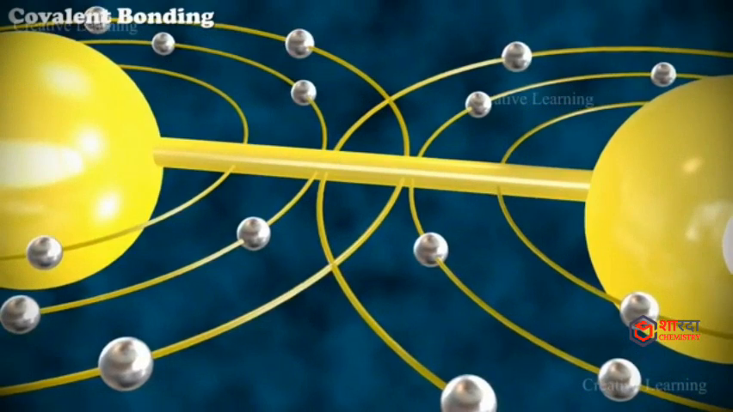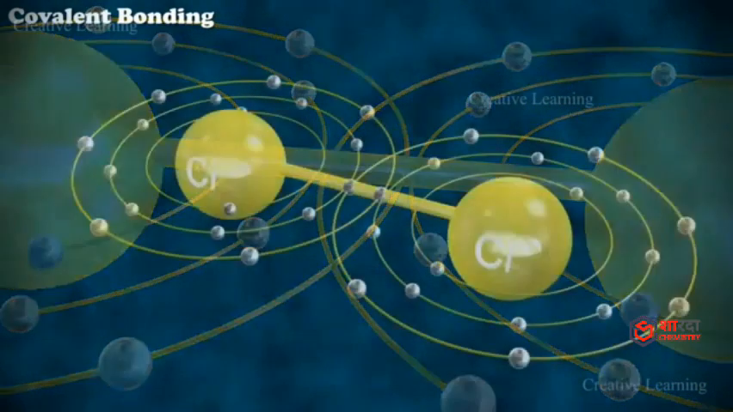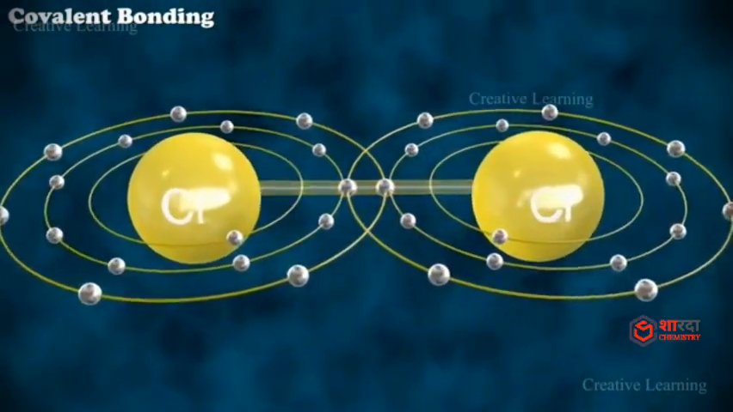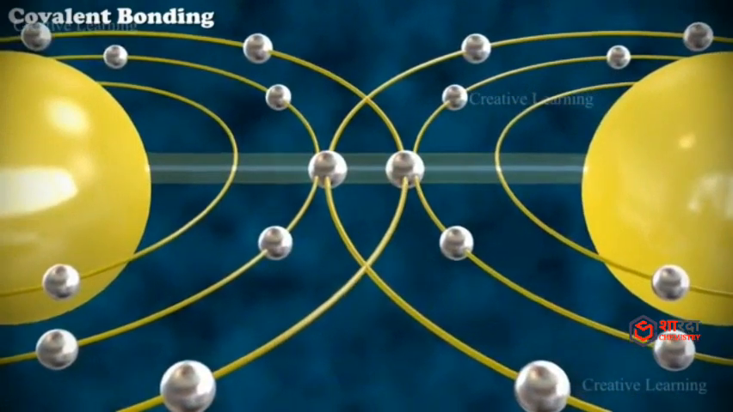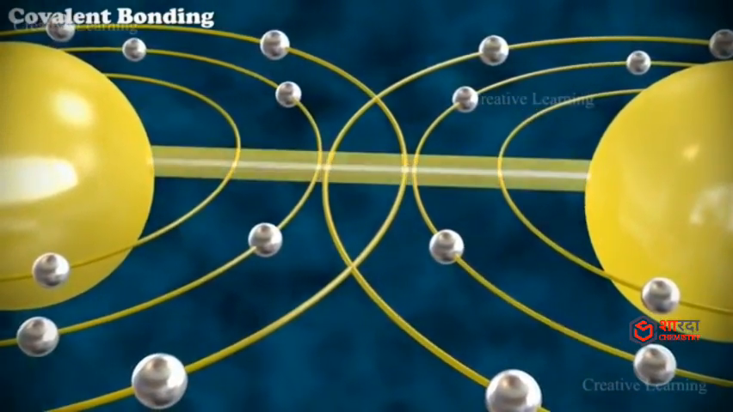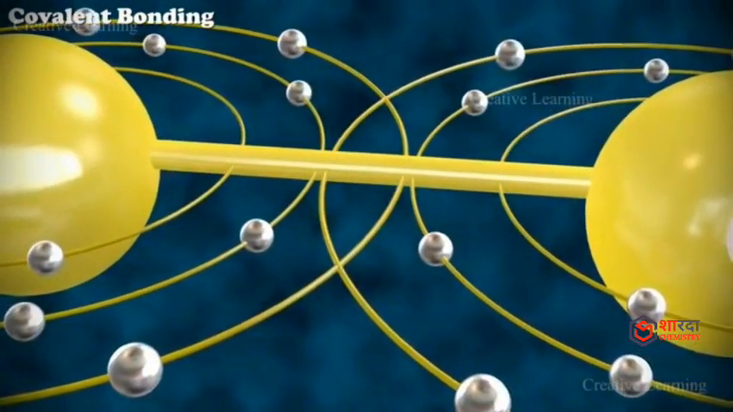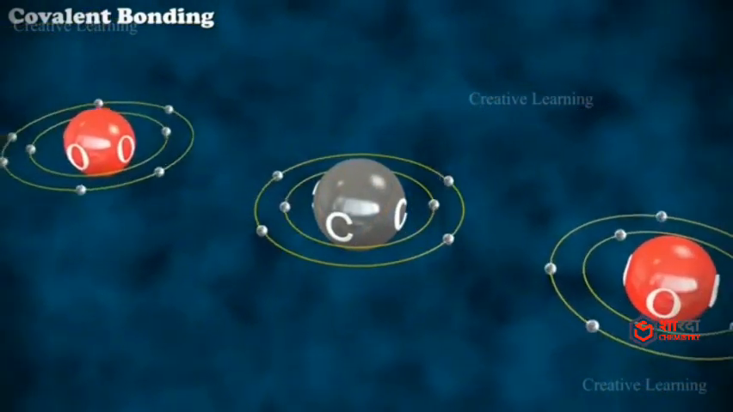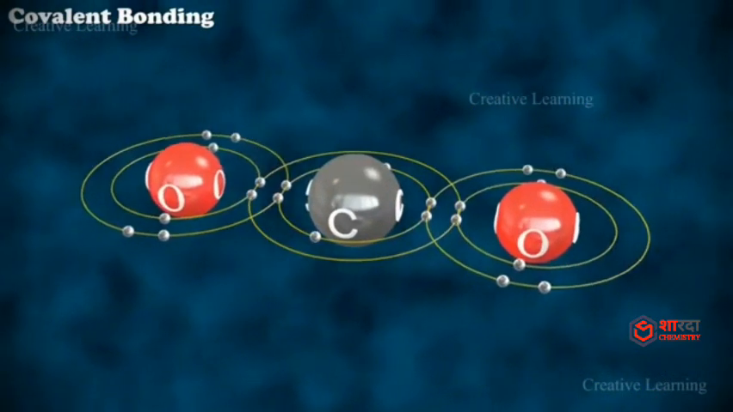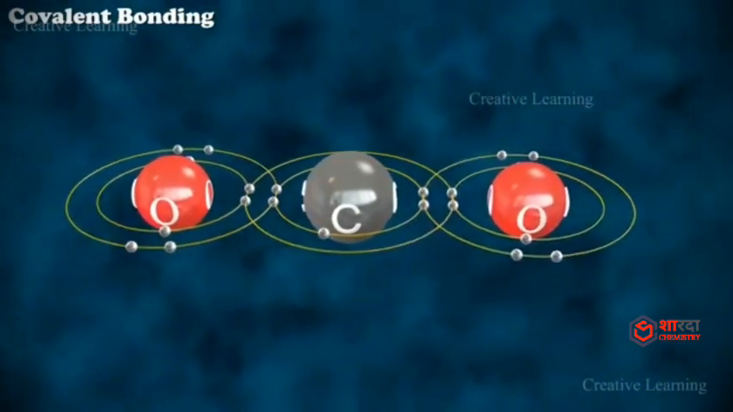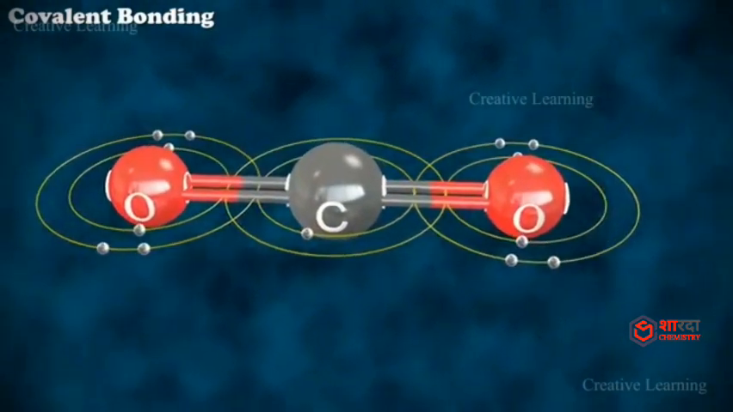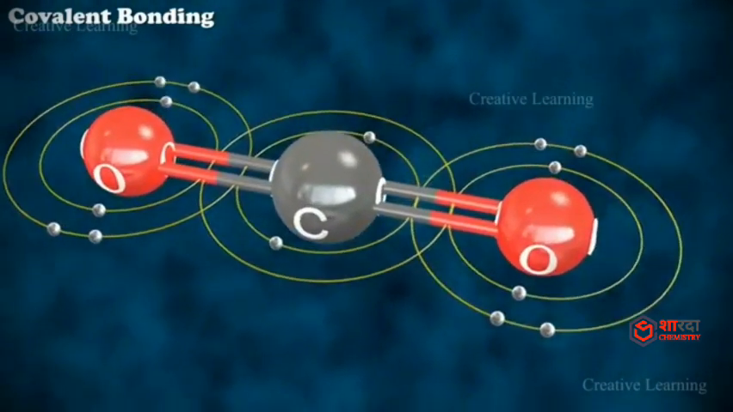Thus, the chlorine atoms are joined by a single covalent bond. A single covalent bond is formed when one pair of electrons is shared between two atoms. It is depicted by a single line between the two atoms. A double bond is formed when two atoms share two pairs of electrons with each other. It is depicted by two horizontal lines between two atoms in a molecule.